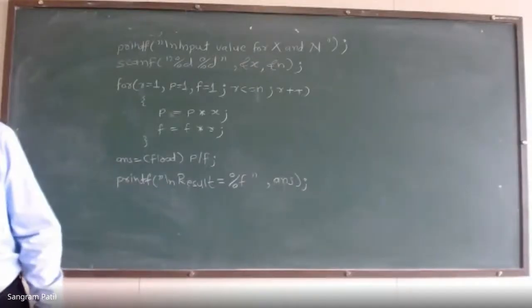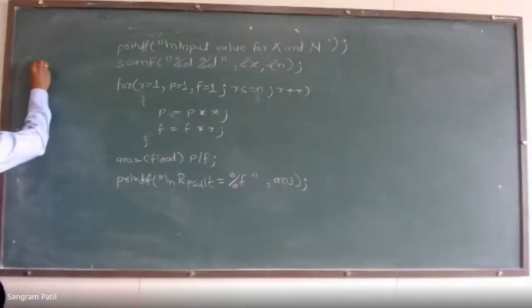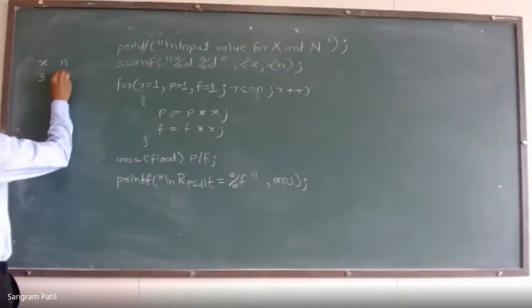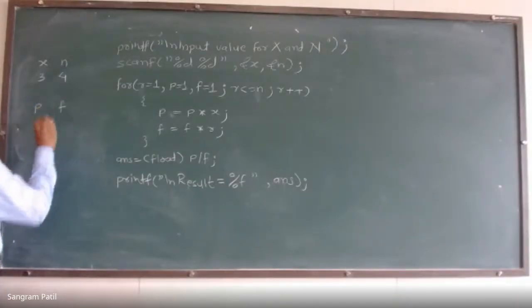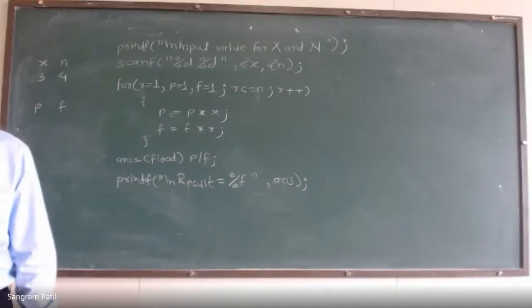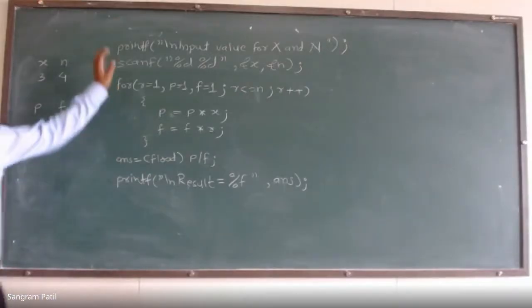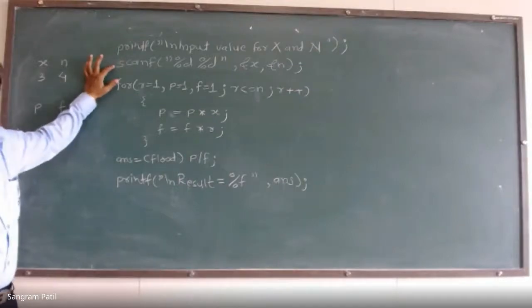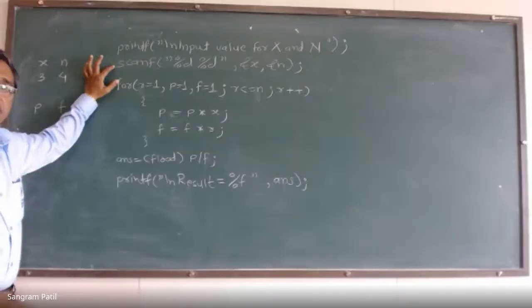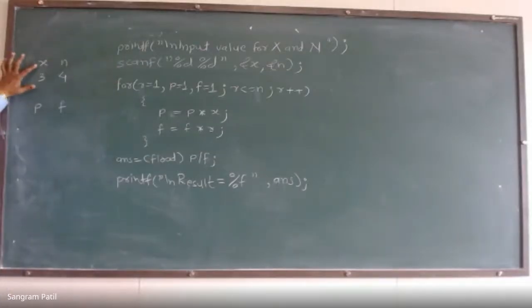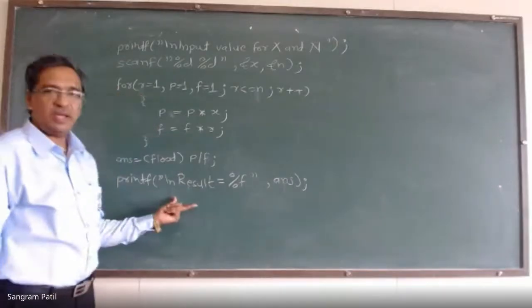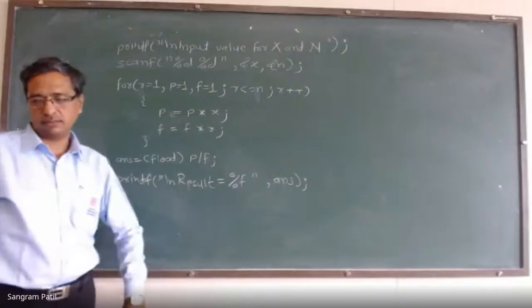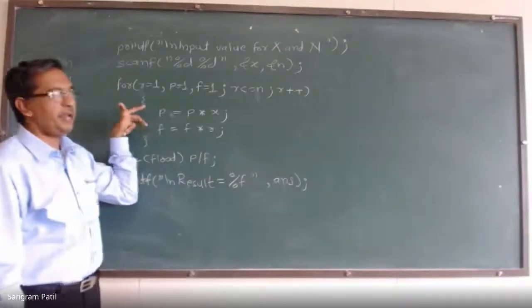If you consider here now value of x as 3 and n as 4, what will be the value of p and what will be the value of f? Input value for x and n, scan it using blinking cursor. You have to input two numbers. First number is for x, second number is for n. If we input value of x as 3 and n as 4, what will be the value of p and f? Forget about answer. What will be the value of p and f?